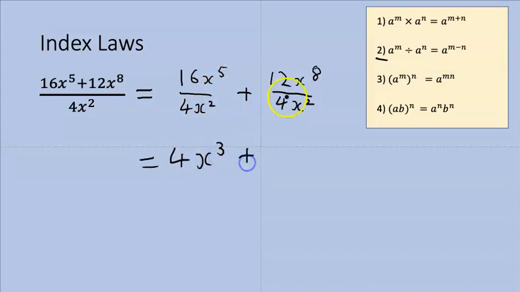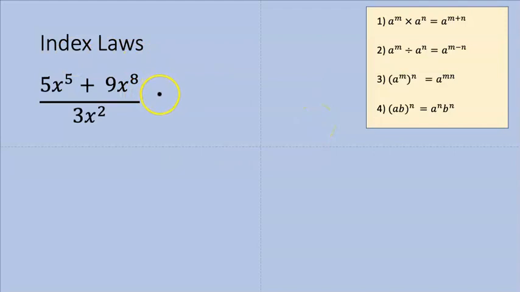Put a plus sign there. And now I deal with the second fraction. 12 divided by 4 gives me 3. And because I've got the same bases here, I use rule 2 again. 8 take away 2 gives me 6. So this is x to the power of 6. And I'm just going to leave it as that for now.